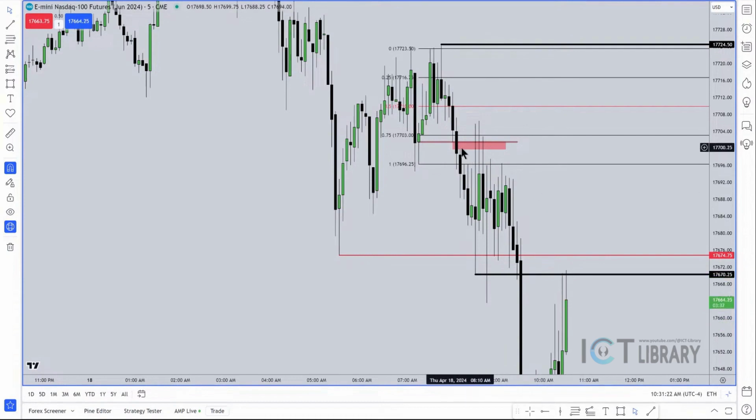If you were utilizing this fair value gap here as the entry, where would your stop have to be? Not this. You can't be this high.